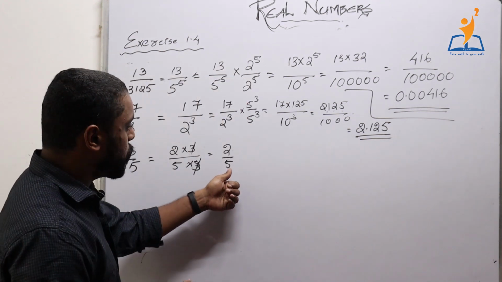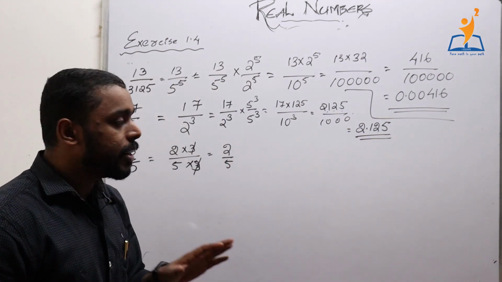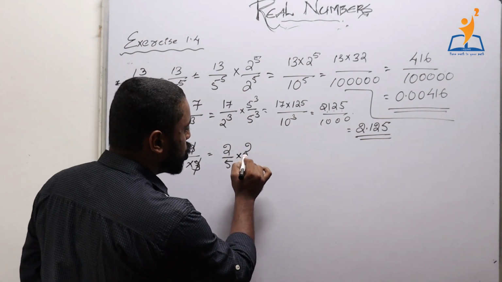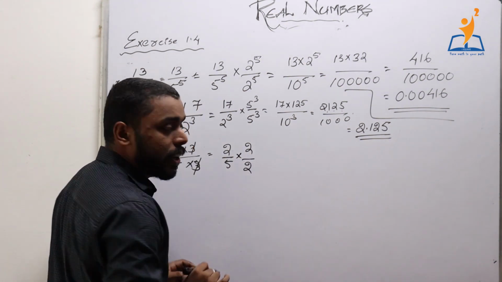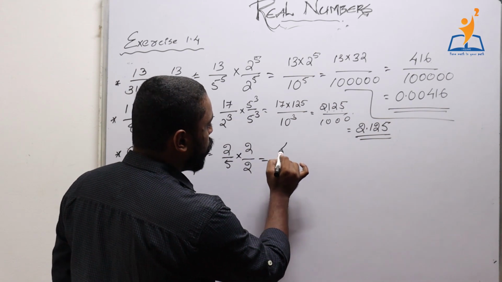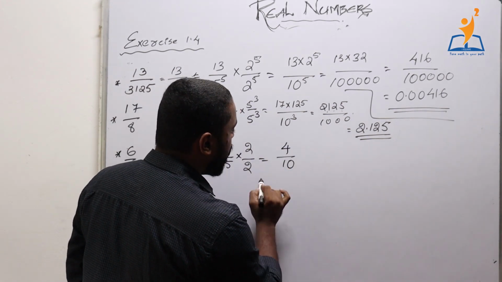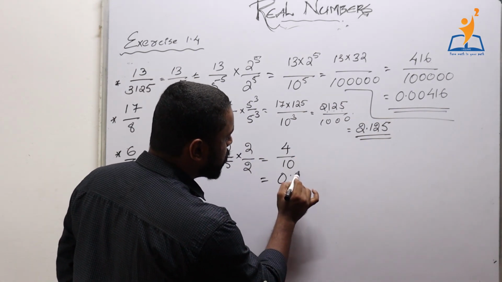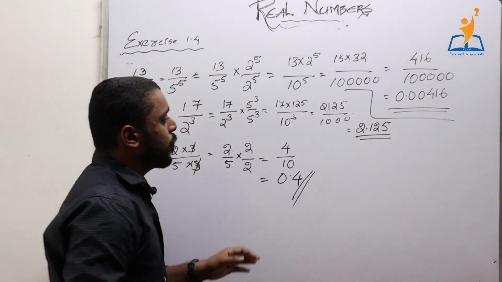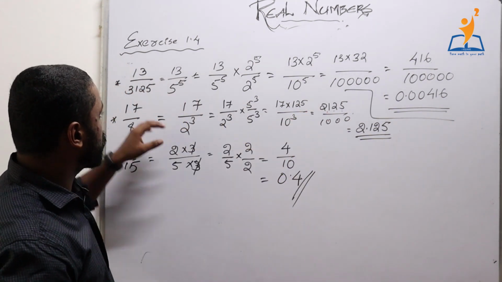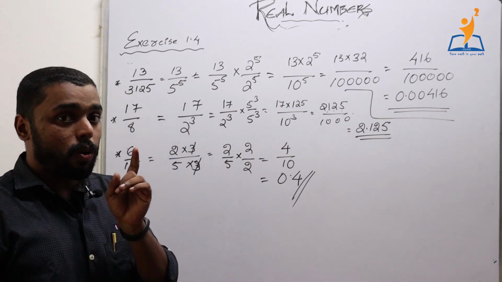So here it is possible. Just multiply the numerator and the denominator with what? 2. Since 2 into 5 equal to 10, so it will become 4 by 10, and the final answer is equal to 0.4. So we found the decimal expansion of each of these numbers.